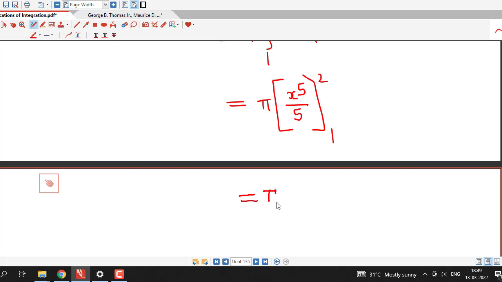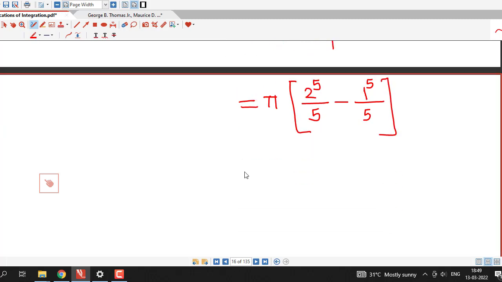So we can put x equal to 2 first. We have 2 raised to 5 divided by 5 minus 1 raised to 5 divided by 5, that is upper limit minus lower limit, and we have 5 as LCM, and 2 raised to 5 is 32 minus 1. So the volume of the solid is 31 pi divided by 5.